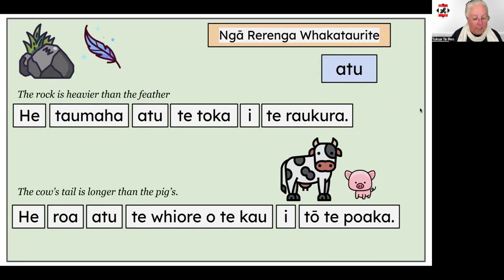Here are some examples now using atu. He taumaha atu te toka i te raukura. The rock is heavier than the feather. And the last example, he roa atu te whiore o te kau i tō te poaka. A cow's tail is longer than the tail of the pig.